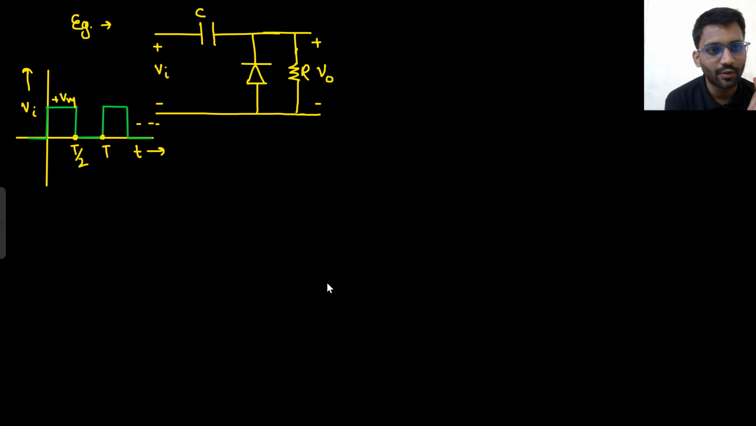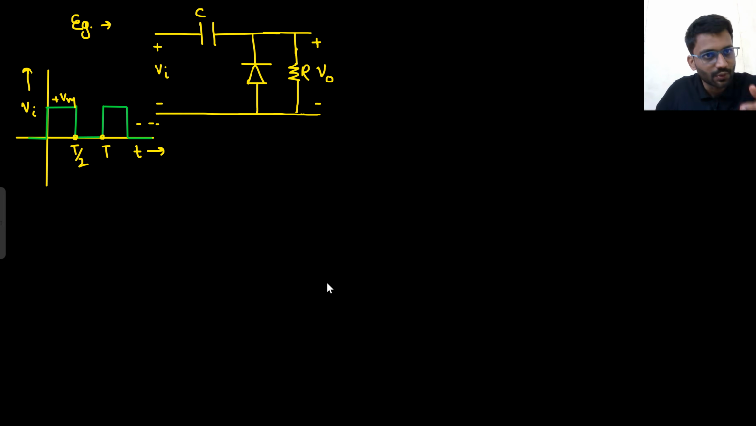What was our method? That you need to turn on the diode. At Vm, it can't turn on. There are only two inputs, Vm, 0, Vm, 0. So at Vm, it can't turn on. It can turn on at 0. We are not sure whether it turns on or off, but let's assume it turns on at 0.